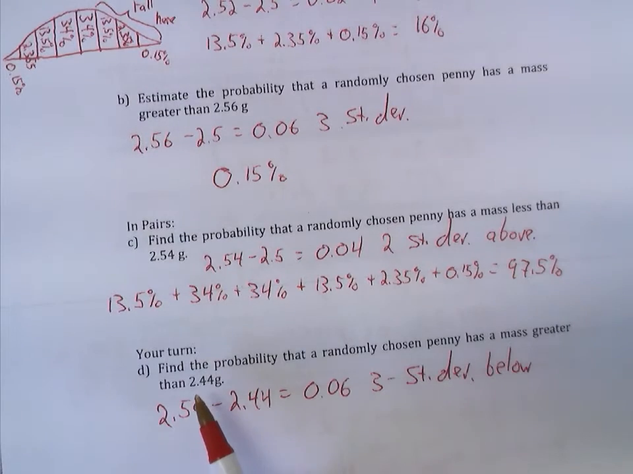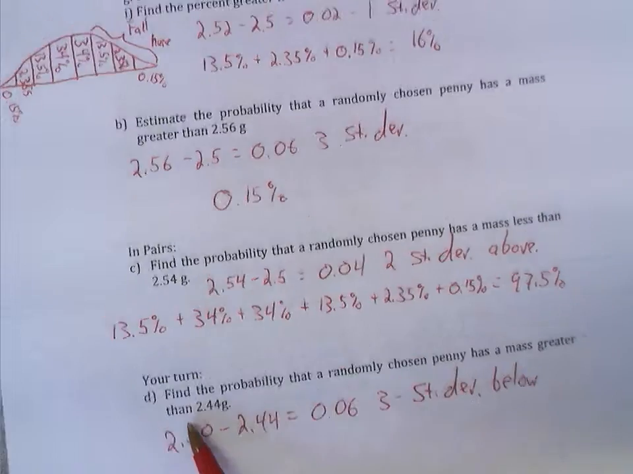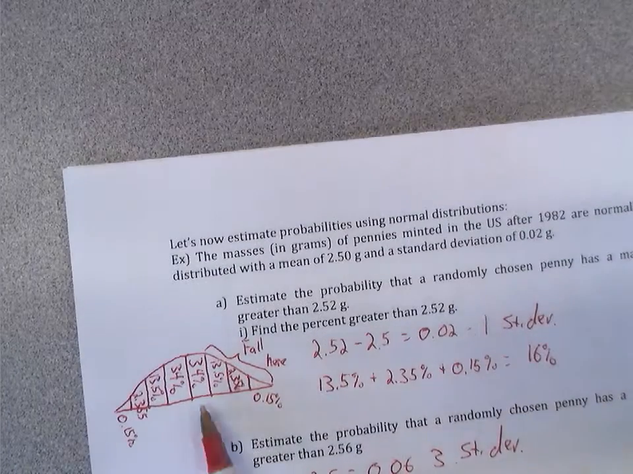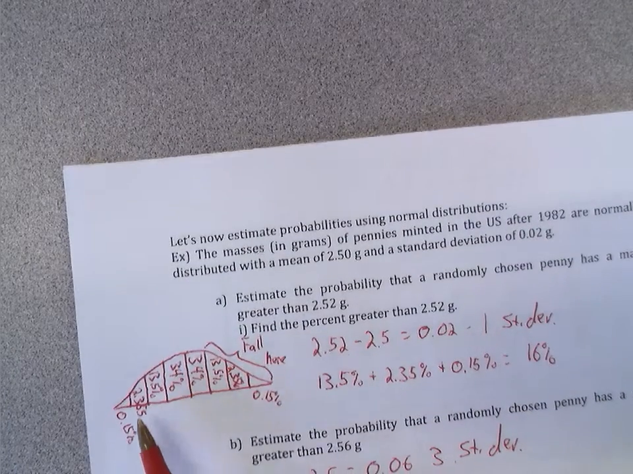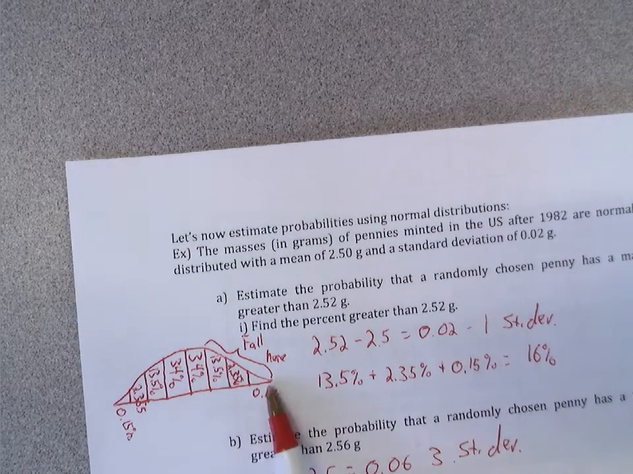Well, the probability is pretty high that a penny is going to be greater than that, because we are now looking at anything that's more than 3 standard deviations below, including 3. So if we go back to here, this is out to 3 standard deviations. That means we're including all of this.